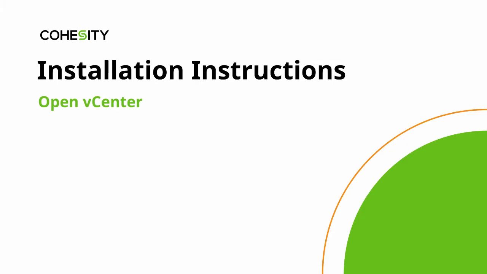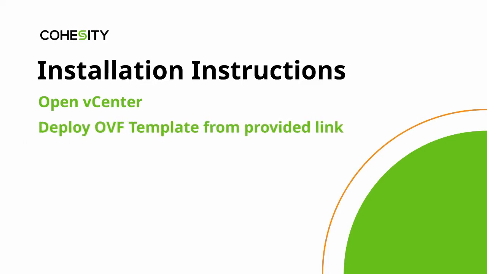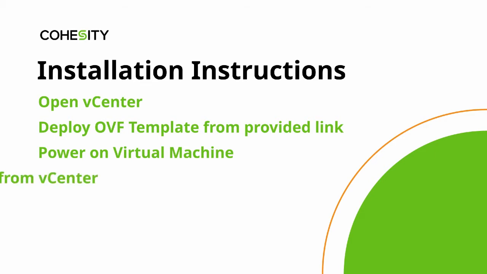First step is I want to walk you through the installation instructions. To do this, you're going to open up vCenter and start a traditional OVF install. So you deploy the OVF template from the provided link that we've already given you. Then you select things that you're going to need, like data store and networking, and then power on the virtual machine. Then gather the IP address from vCenter, go to that IP address from a browser, and you'll see the configuration migration.